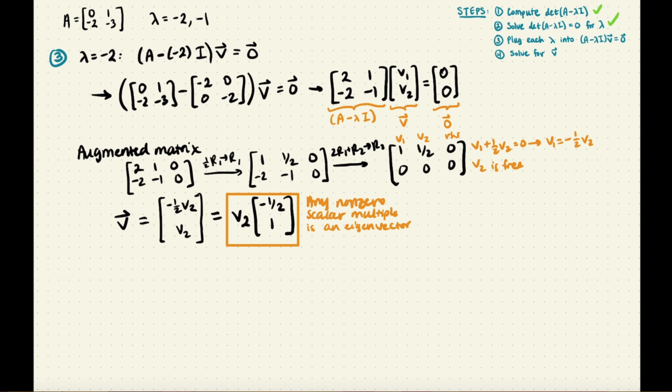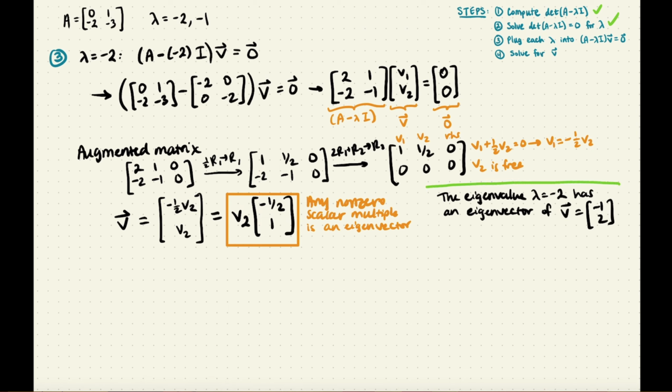All right, so we've answered part of our question here. We can say that the eigenvalue lambda equals -2 has an eigenvector of, and then we can just pick any scalar multiple. So you could just pick this vector, negative 1/2, 1. I'm going to go ahead and multiply this by 2 just so I get rid of the fraction. No other reason, really. So this will be negative 1, 2. Any scalar multiple is fine to put as your answer here. So this is part of our answer.